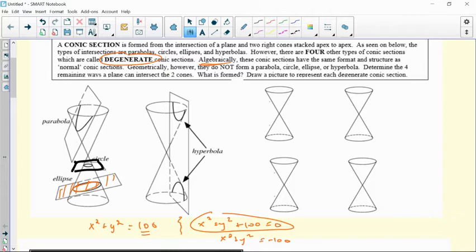One of the degenerate conic sections is the empty set. Like there is no intersection. So none would be one of them.